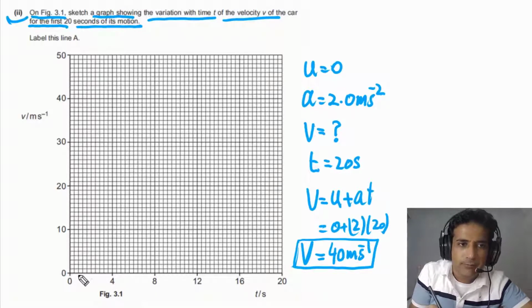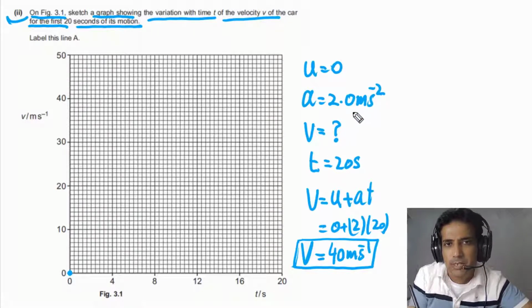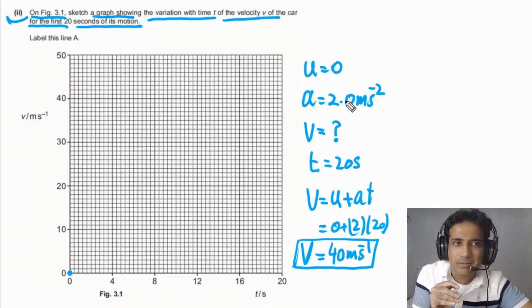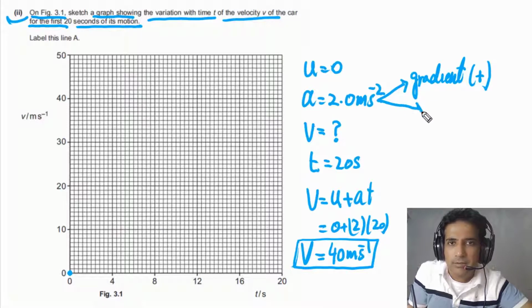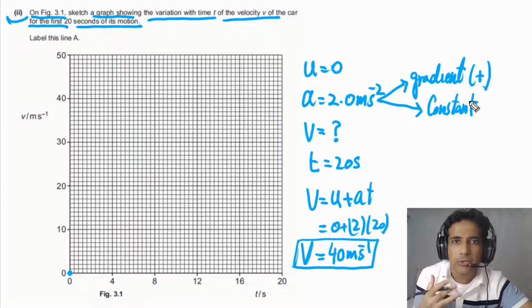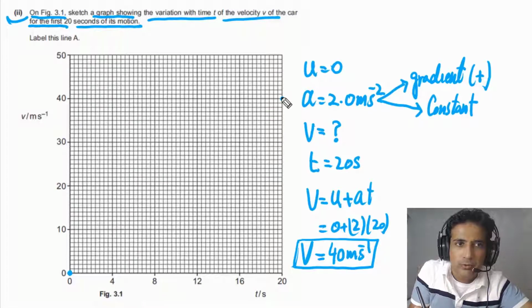Initial velocity we have 0, so it means that we have to start our graph from this point. The second thing we need to understand is that acceleration is constant. It means that the gradient of the line has to be constant, and acceleration is positive, so the gradient has to be positive because the car is speeding up. So the gradient of the line has to be positive and it has to be constant. And the final velocity has to be 40.